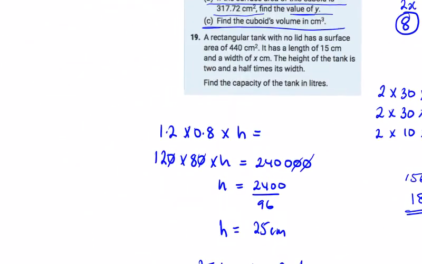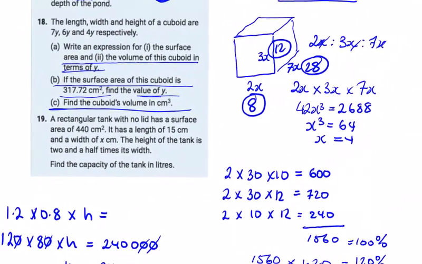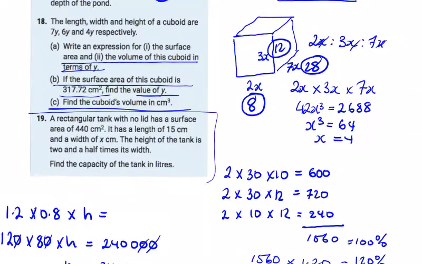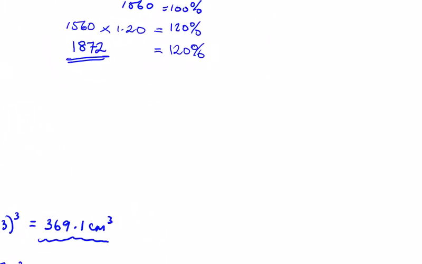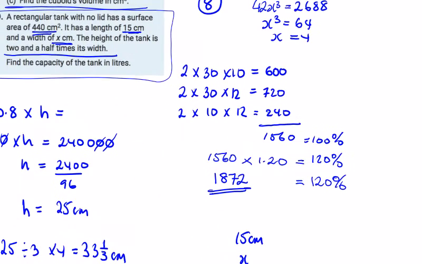And then the last question in this video, you'll be glad to hear. A rectangular tank with no lid has a surface area of 440. Length of 15, width of x, height is 2.5 times its width, so 2.5x. So we have 15, we have x, and we have 2.5x. Just double check that.